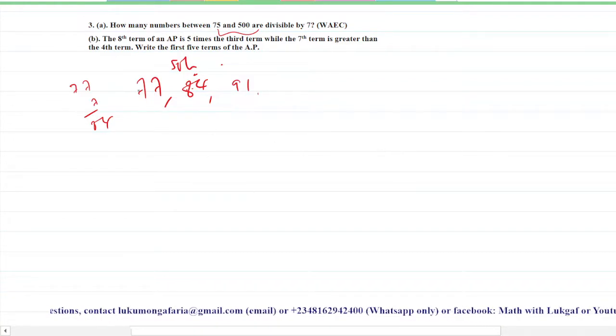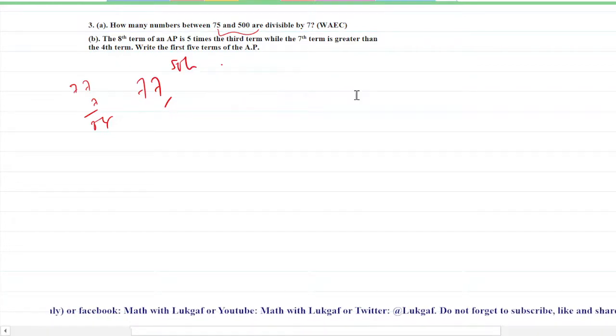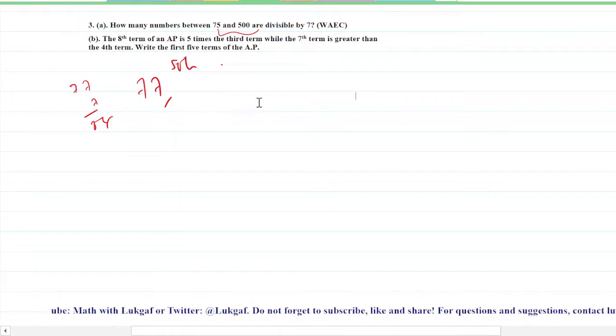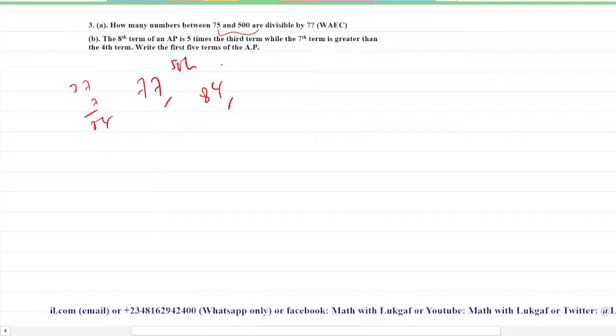Because here we are just asked to find the numbers that are divisible by 7. The first number that is divisible by 7 here is what? 77. So the next one, I think it is 84. So the next one, that is 91.